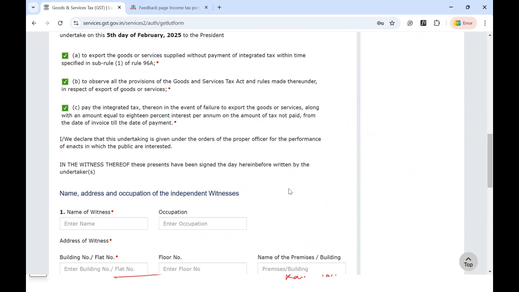If you want to export without payment of tax, then before making the first transaction of export in the financial year, you are required to file this letter of undertaking. Then only you are eligible to export without payment of tax. This letter of undertaking is required to be furnished for each and every financial year before the first export without payment of tax. Is it clear?